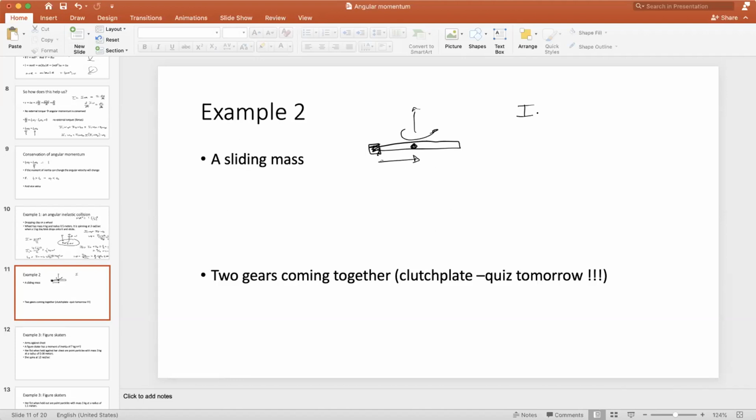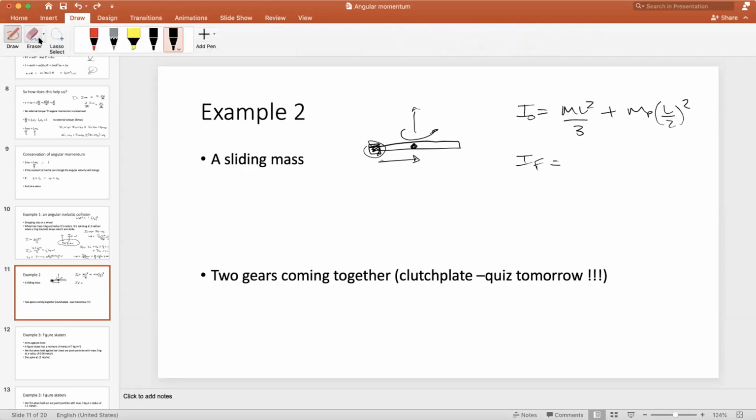So initially this thing would have a moment of inertia of a rod, mL squared over 3, plus the moment of inertia of, let's say, a point particle at L over 2. So plus m of the particle times (L/2) squared. That would be your moment of inertia. You pull this block to the center, and I final would just be, I'm sorry, this is over 12. I don't know why I'm always forgetting. So afterwards it's mL squared over 12 plus m times 0.